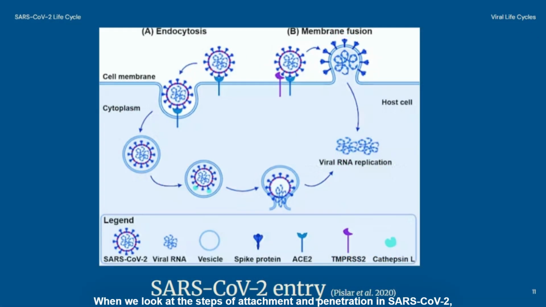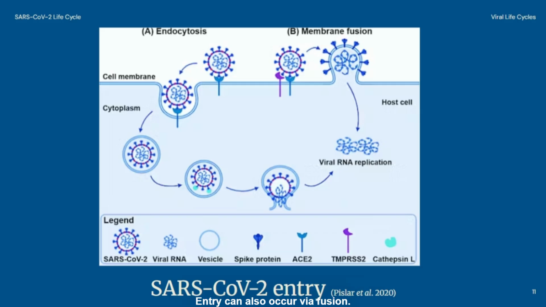When we look at the steps of attachment and penetration in SARS-CoV-2, we see that the S protein binds to the ACE2 receptor on the cell's membrane. This allows entry via receptor-mediated endocytosis. During receptor-mediated endocytosis, the protease cathepsin L aids in fusion of the endosome and viral membrane to allow escape of viral contents. The bond between S and ACE2 is strong, which means it requires fewer virus particles to attach to the cell and attempt penetration.